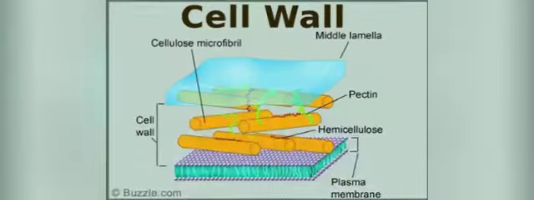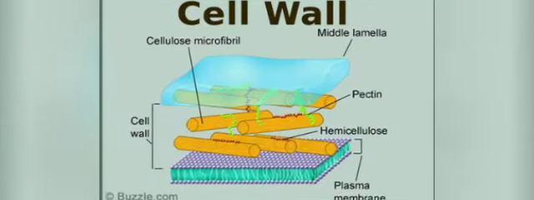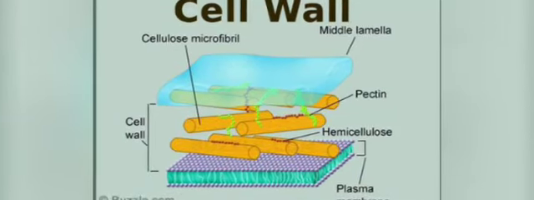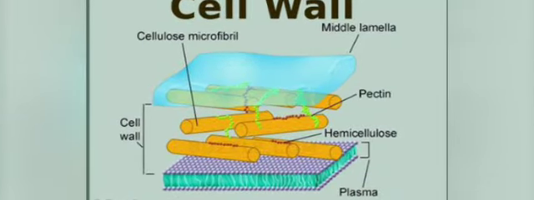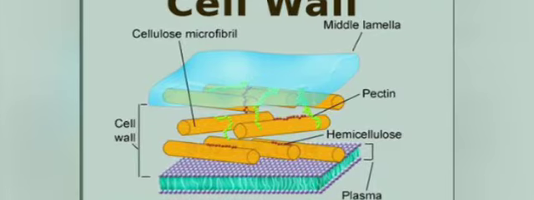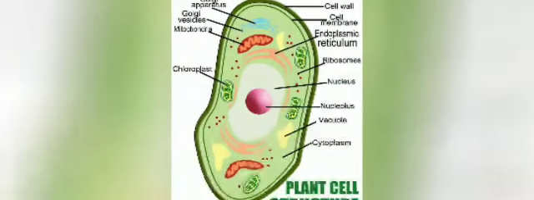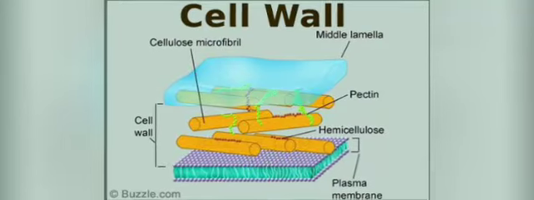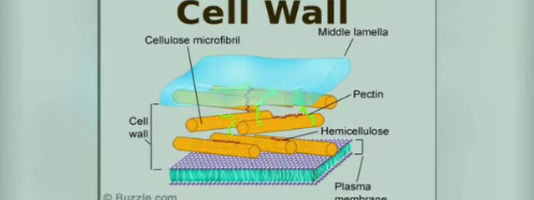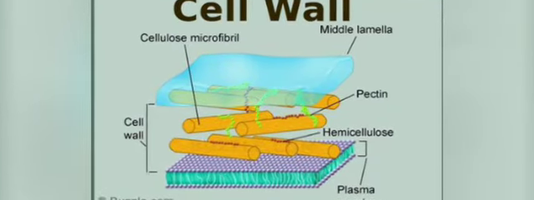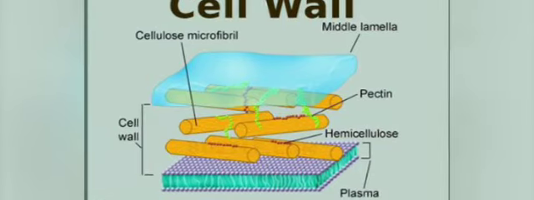Now the cell wall. Plant cells, in addition to the plasma membrane, have another rigid covering called the cell wall. The cell wall lies outside the plasma membrane. That is, the outermost covering is the cell wall. And the plant cell wall is mainly composed of what? Cellulose. And cellulose is a complex substance and provides structural strength to plants.